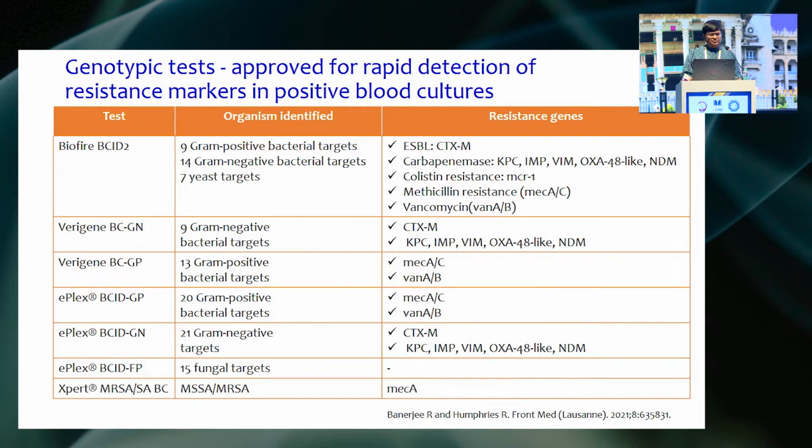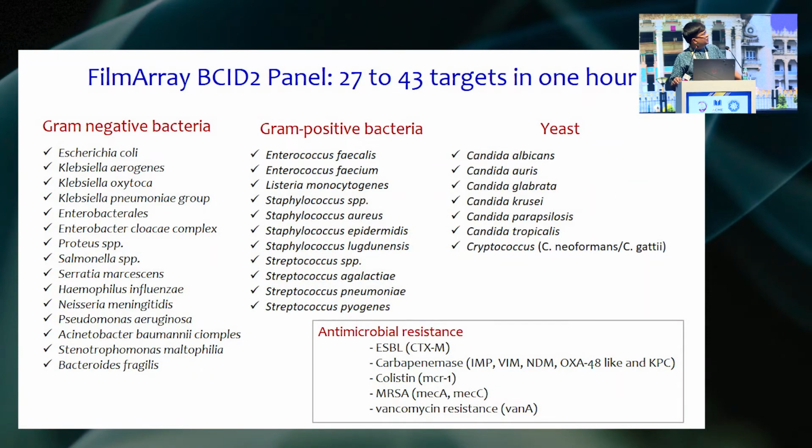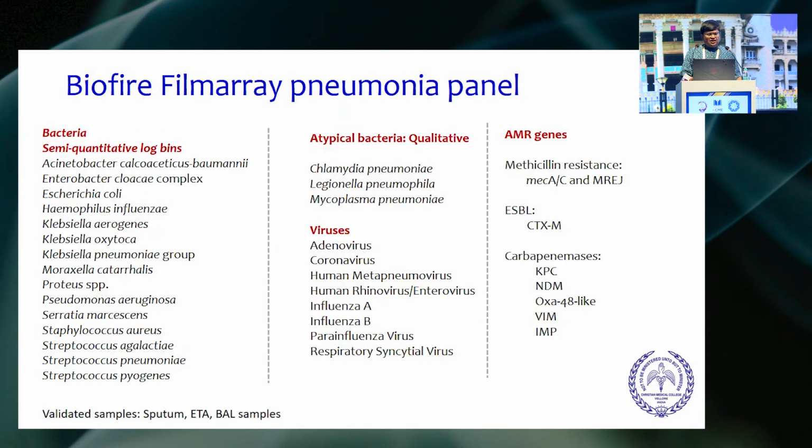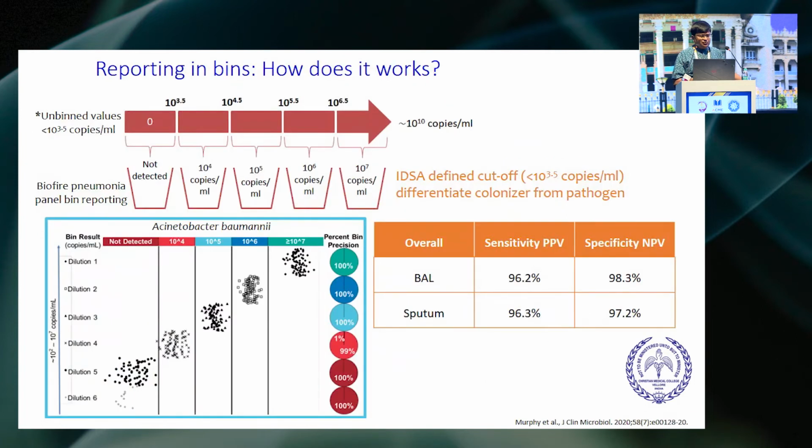So these tests are available, and will be very useful to implement to decide on the antibiotics. This is the blood panel. You can see even the bacteria, gram-positive, including the yeast. And for pneumonia, you have a separate panel for viral, which includes the COVID virus and also other viruses. Depending upon the number, this is for Acinetobacter baumannii. You can see whether it is colonization or an infection, and you can decide on the treatment. It gives you the sensitivity to various antibiotics also.